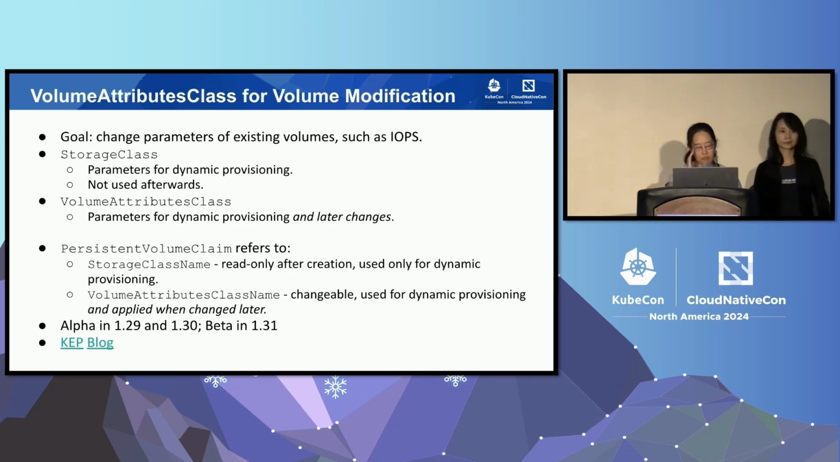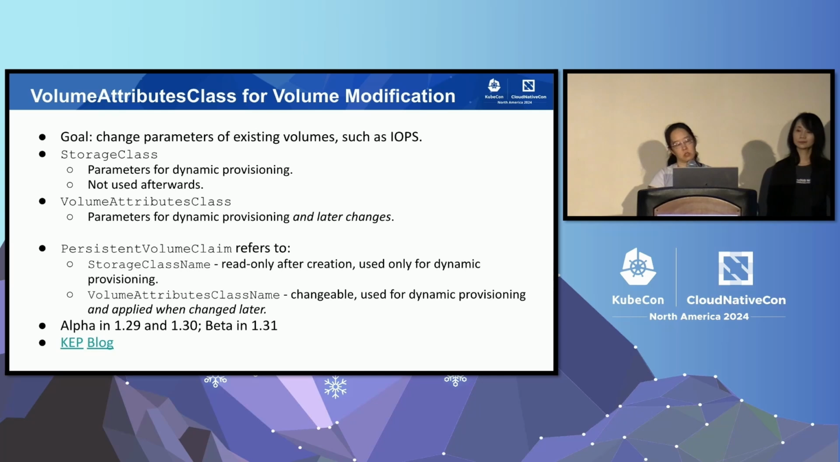How it works is we've added a new object called VolumeAttributesClass. It's similar in concept to a StorageClass. However, the biggest difference is that StorageClass is only used for dynamic provisioning, whereas you can actually change the VolumeAttributesClass after a PVC has been created. And so there's a new field in the PVC object now called volumeAttributesClassName. You can change it after it's been created, and the CSI driver will actually go and change the underlying volume to the new class.